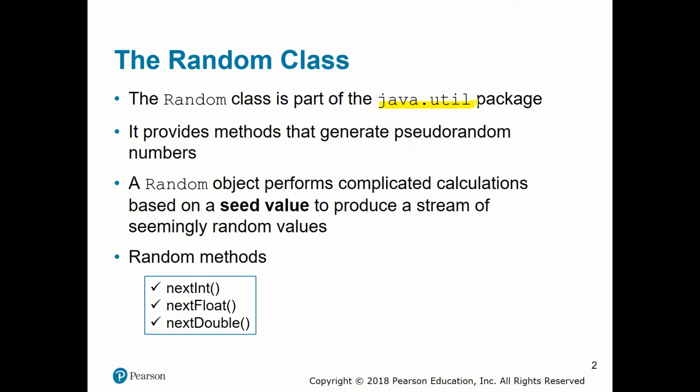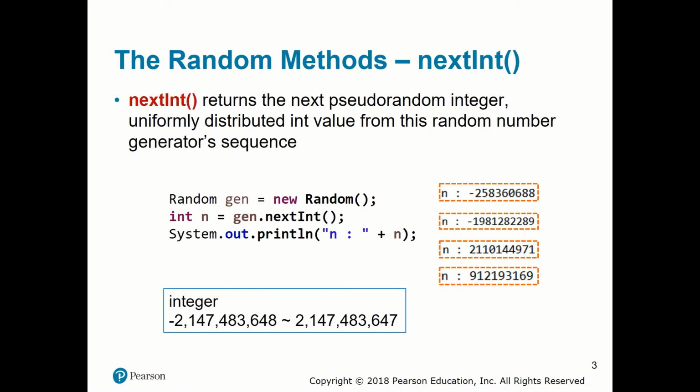In this section, I am going to teach you how to create a Random object in Java and use these methods to generate a random number. After creating a Random object, we can use the nextInt method. nextInt returns the next pseudo-random, uniformly distributed int value from this random number generator's sequence.